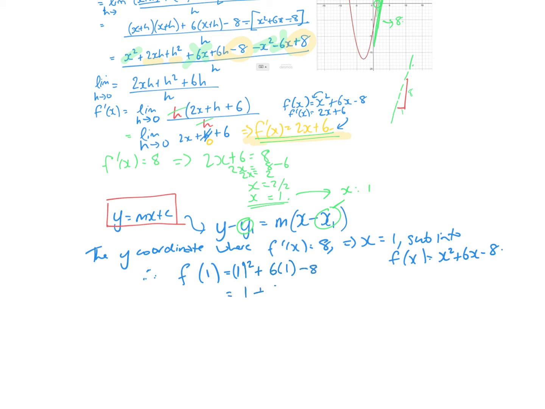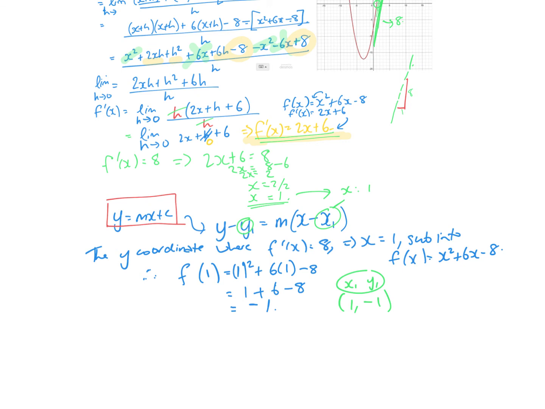1 minus plus 6 minus 8, negative 1. So the point for the tangent line runs through the point 1, negative 1. So that can be our x1, y1 point, which we're going to substitute into the general equation for a straight line for our tangent.